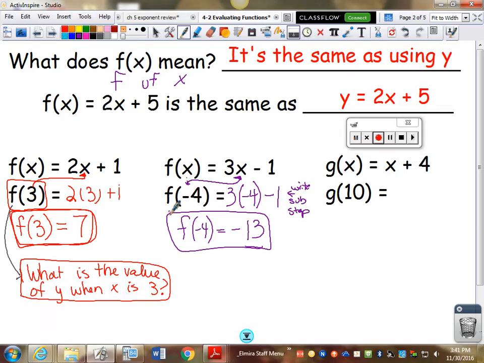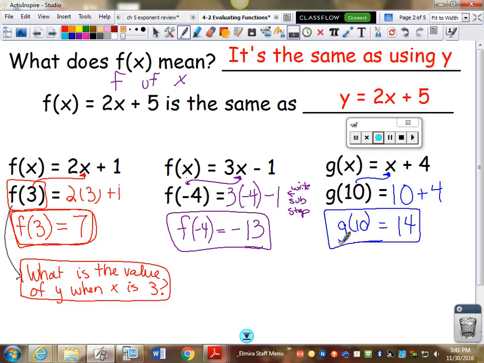Okay? And lastly, subbing in 10 for x. Now this time I don't need parentheses around the 10 because I'm not multiplying the 10 by anything. So 10 plus 4 is 14, but again, it's not a complete answer with just 14. I have to say g of 10 equals 14. They go together.